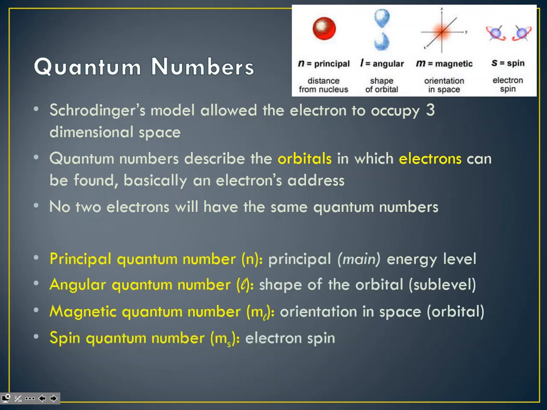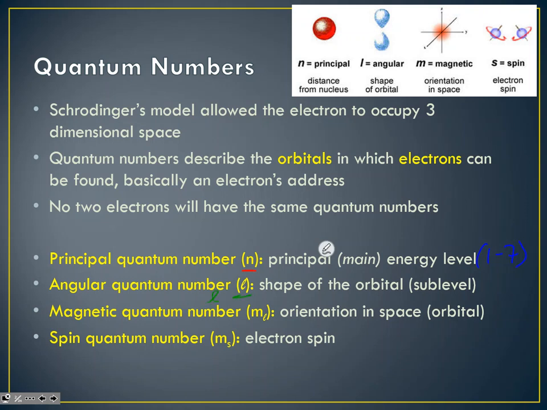These are their technical names. Principal quantum number, N. The principal quantum number, designated by the letter N, refers to the main energy level, or the principal energy level. On the periodic table, we have 7 rows. Those 7 rows correspond to the 7 energy levels that are possible. So this number is going to be somewhere between 1 and 7, based off of which principal energy level the electron resides in.